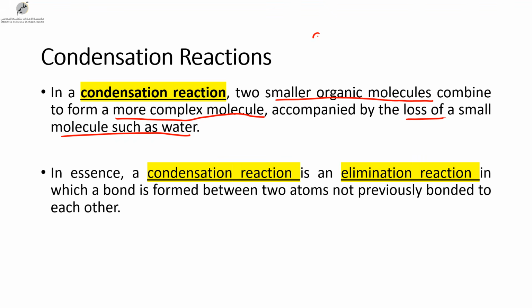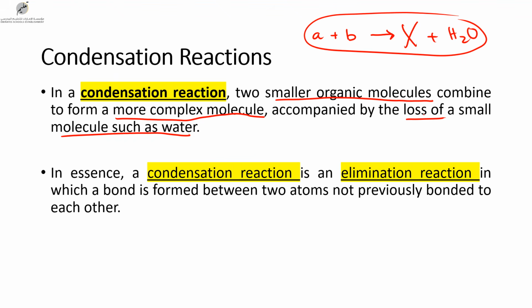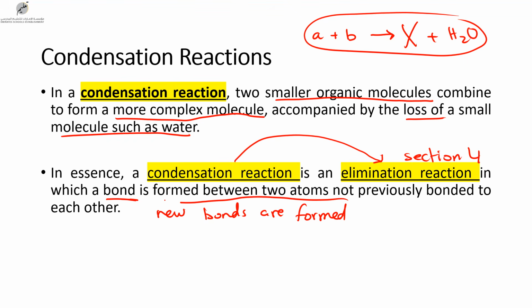It means you have A plus B, small organic compounds. They will react to give you a new complex compound, let's say X plus water. So this is a general formula, okay? So you lose small molecules like water. So a condensation reaction is also an elimination reaction. Elimination reactions we'll study in section 4, inshallah. So what does elimination reaction mean? It means new bonds are formed between two atoms that were not bonded previously together.